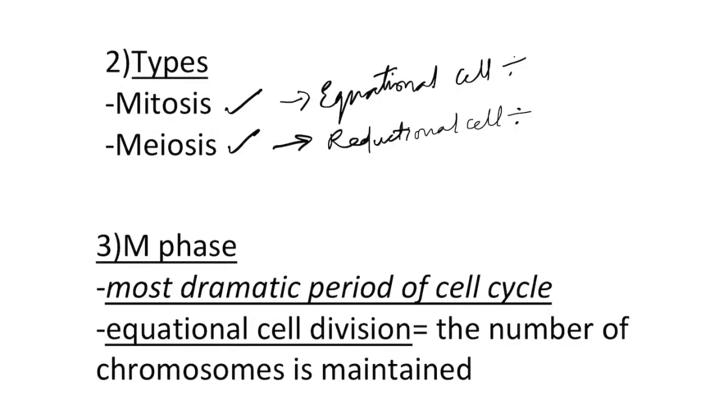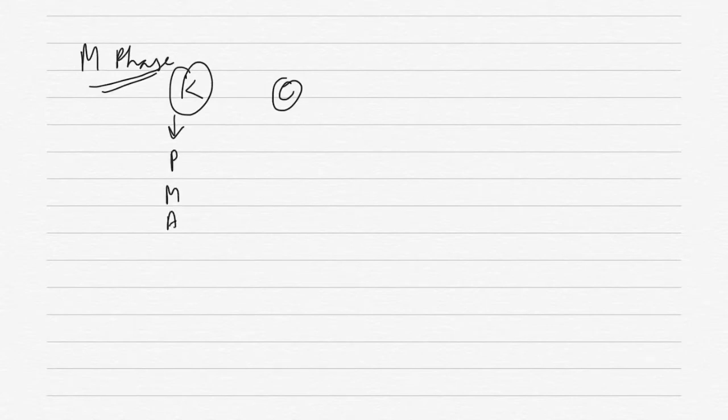The M phase. This is the most important and this is what we are going to study today. M phase has been divided into two phases, karyokinesis and cytokinesis. Karyokinesis is divided into prophase, metaphase, anaphase and telophase. Cytokinesis is defined as the division of cytoplasm.